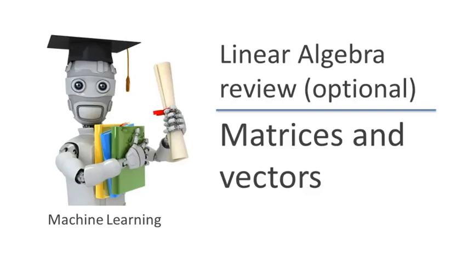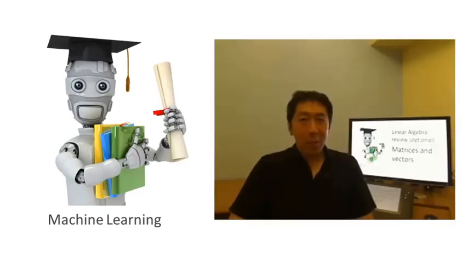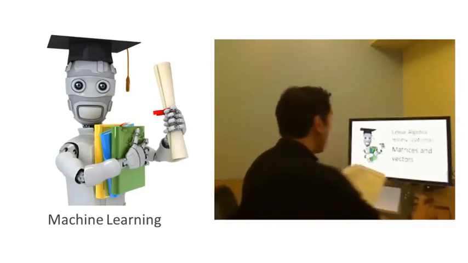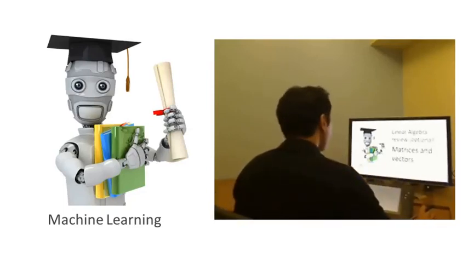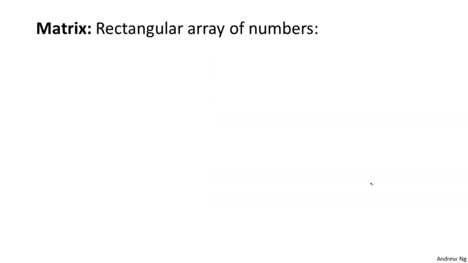Let's get started with our linear algebra review. In this video, I want to tell you what are matrices and what are vectors. A matrix is a rectangular array of numbers written between square brackets.